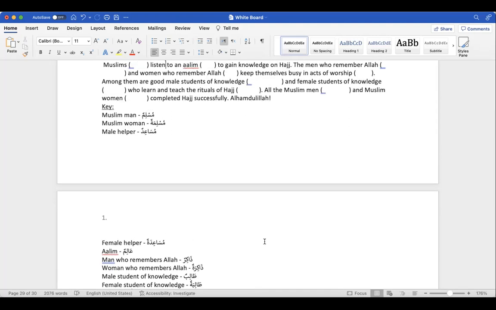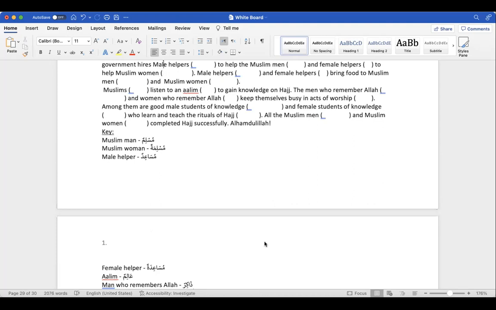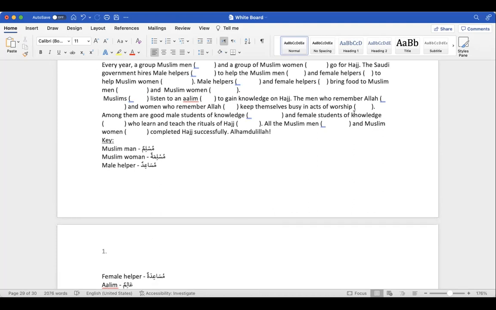Will it be ibadatun or ibadatan? Ibadatan, because it is a detail, right? Worship has come as a detail here. The doers are the men who remember Allah and the women who remember Allah. Why are they busy? They are busy in acts of worship. So the act of worship gives the answer to those kinds of questions, right? So mansub details. Among them are good male students of knowledge and female students of knowledge who learn and teach the rituals of Hajj.